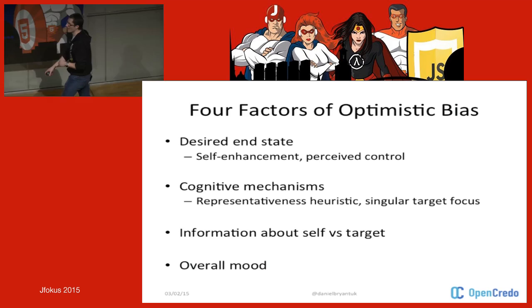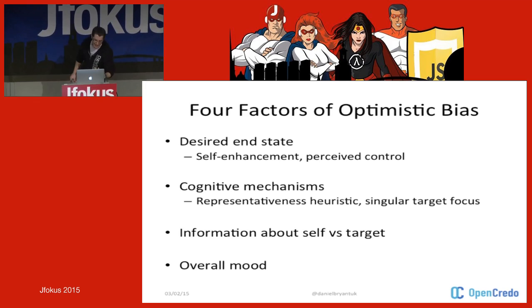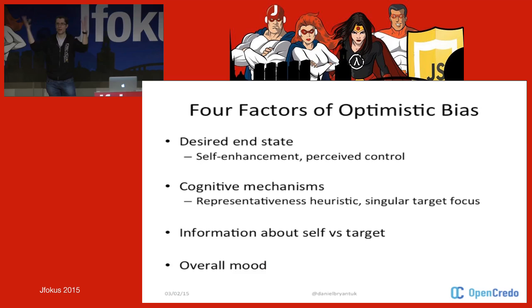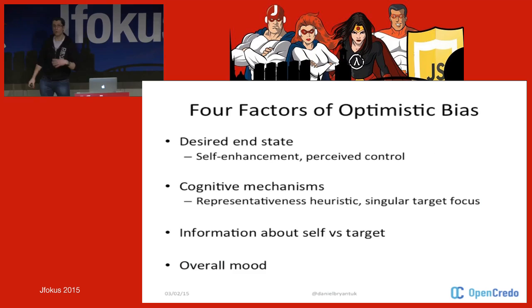So, four factors of optimistic bias. I might have to look at my notes here because I often get some of these switched up. The first one is desired end state and self-enhancement. We like to think about good consequences, good endings. When we're visualizing the thing we're building, we put an optimistic spin on it because that feels good. When we're talking to people, we want to share that kind of thing as well. And we think we have a lot more control than we actually do, the perceived control.